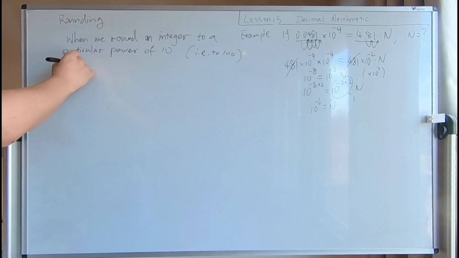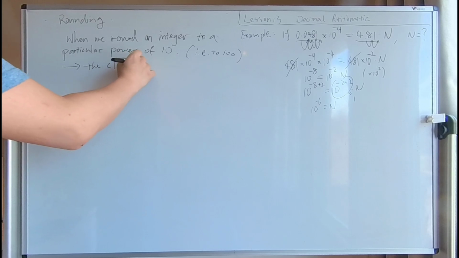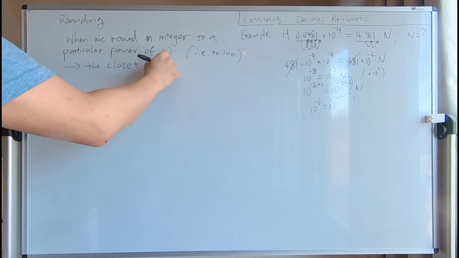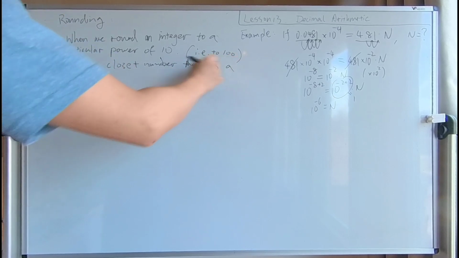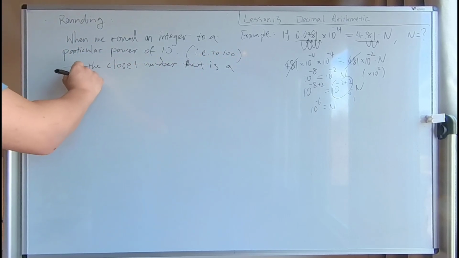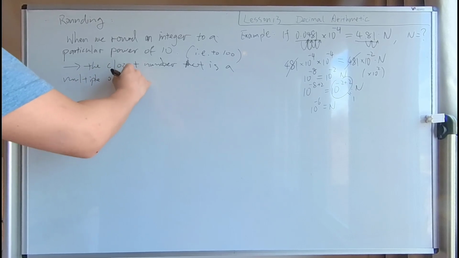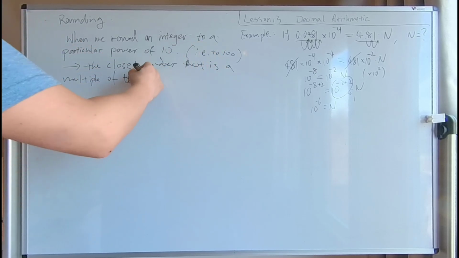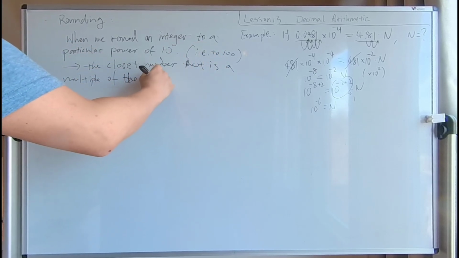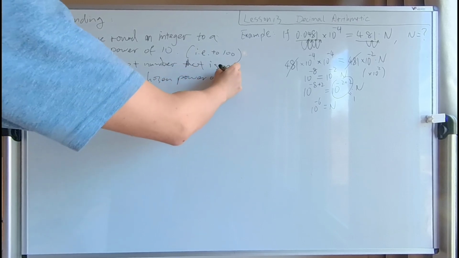This means to find the closest number that is a multiple of the chosen power of 10. Like, for example, if we chose power of 2, then that's the chosen power of 10.